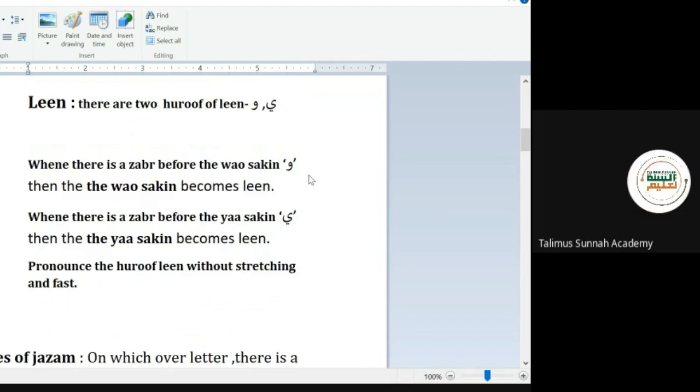Example: ba waw zabur baw. Next, when there is a zabur before the ya sakin, then the ya sakin becomes lin. Example: ba ya zabur bay.